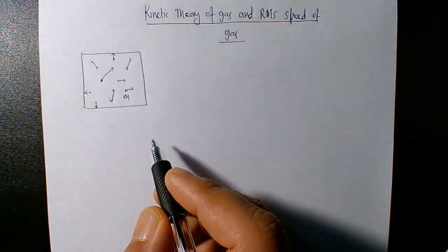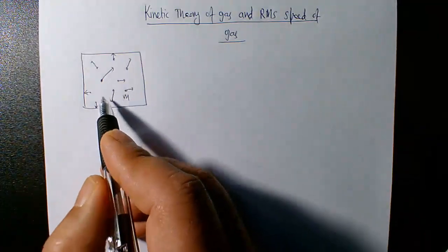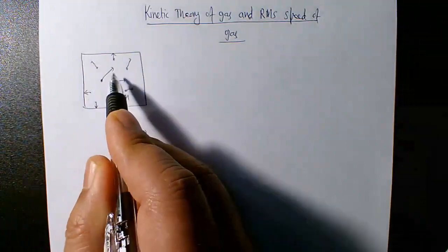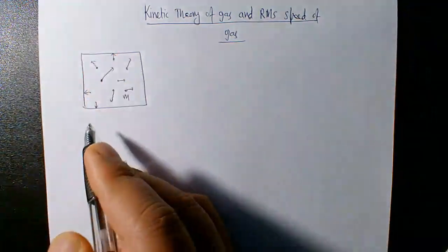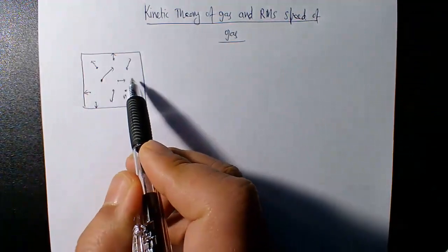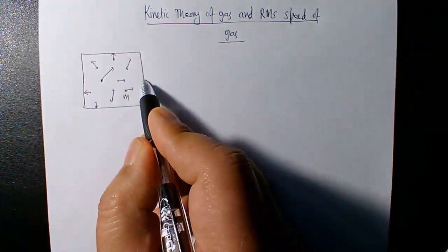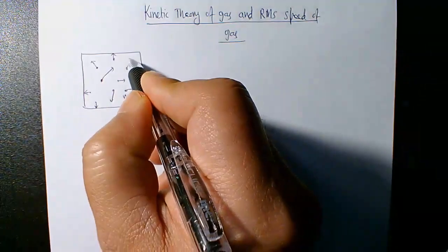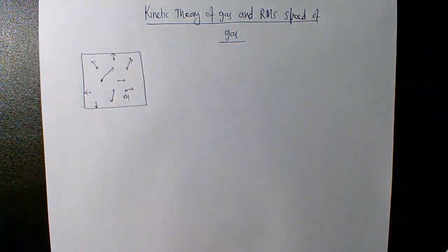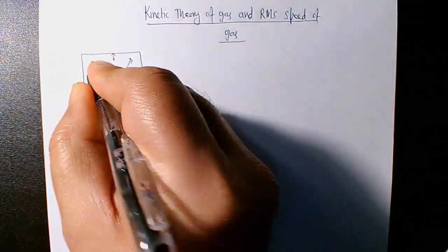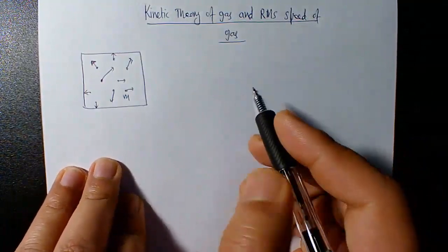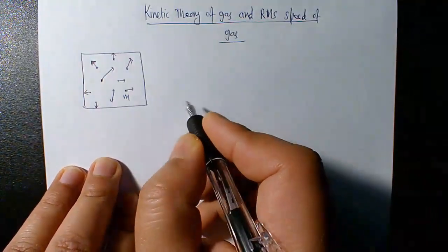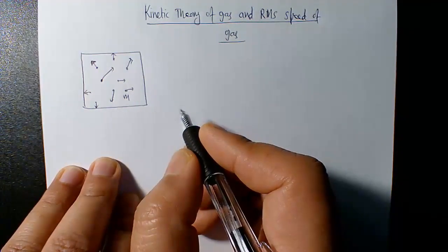So briefly, kinetic theory of gas assumes that all these gas molecules or atoms act like point masses, and they randomly collide with each other and with the wall of the vessel to generate the pressure and the total energy. But in this video, we will be defining the RMS speed of the gas. First, let's begin with defining the average kinetic energy.